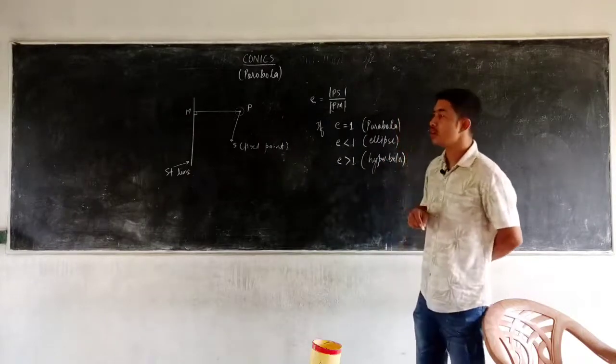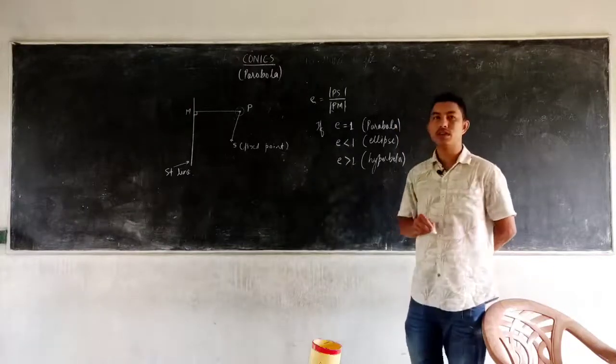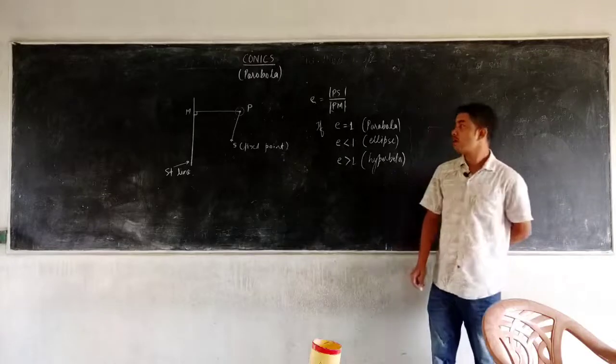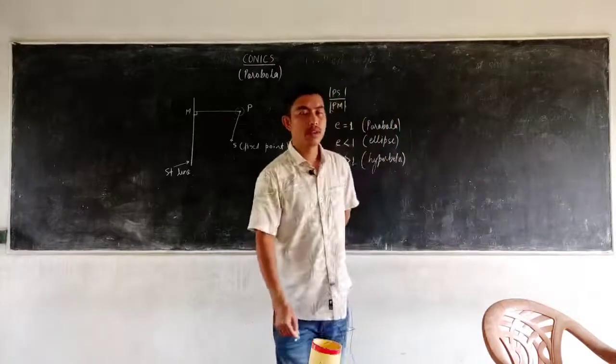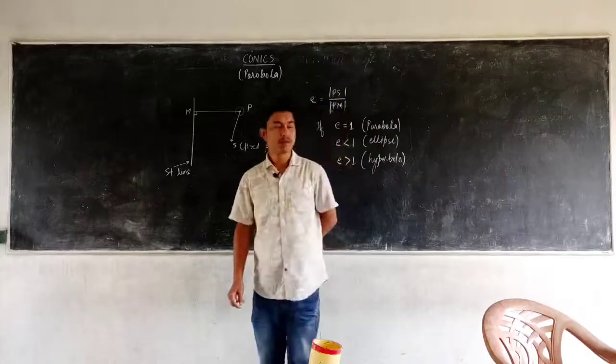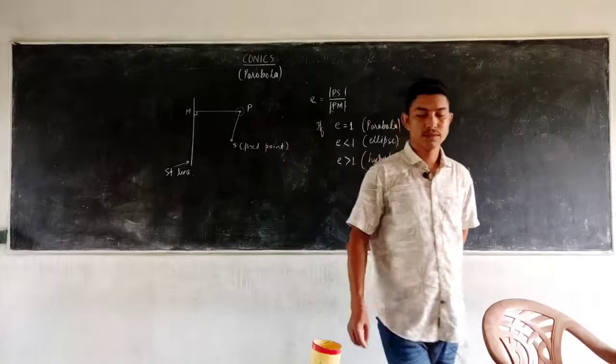So we have three conics: one is the parabola, the other is the ellipse, and the third one is the hyperbola. In this portion we will be studying the parabola, the ellipse and the hyperbola individually. We will begin with the parabola.